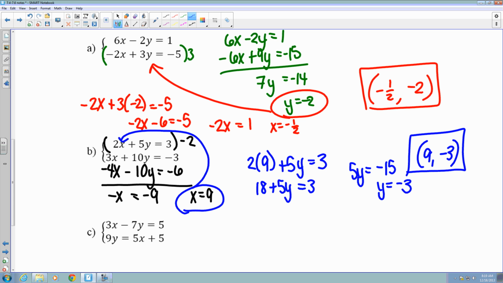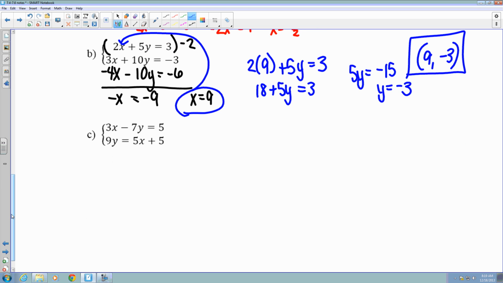Remember, if you're unsure about an answer, you can always plug the x and y that you get for your answer back into both originals to see if they work. That way you always know if you have the correct answer.